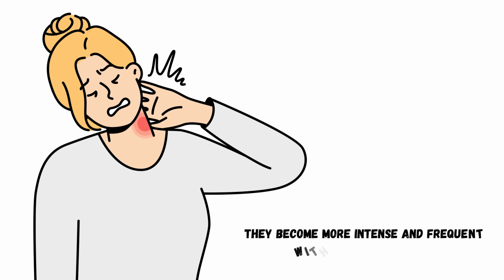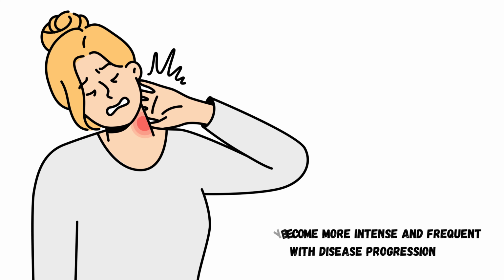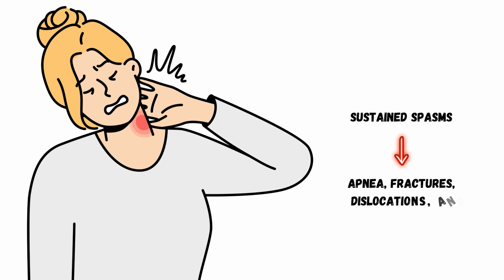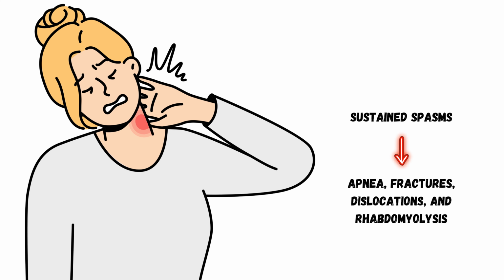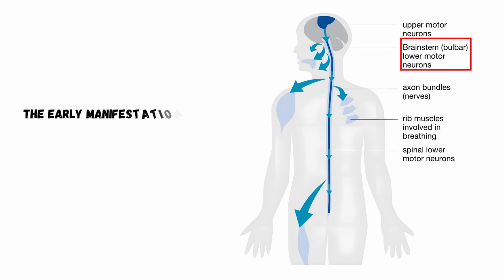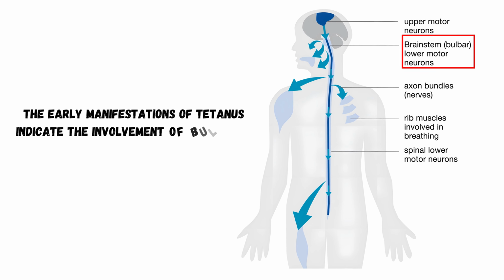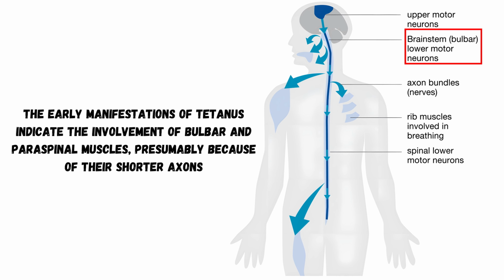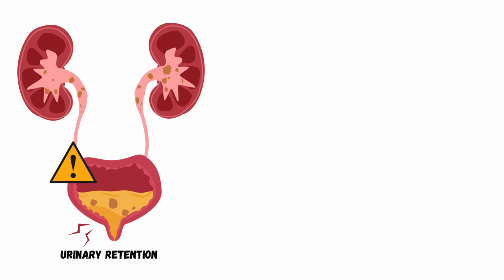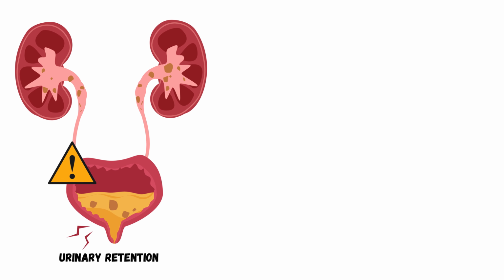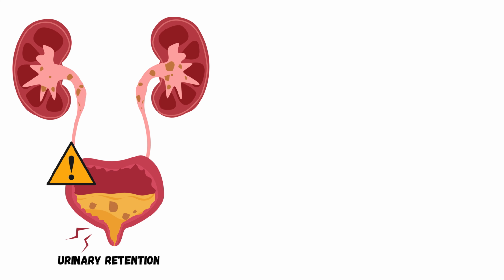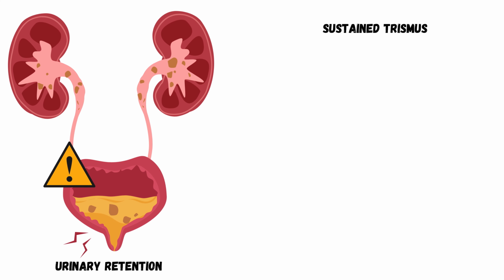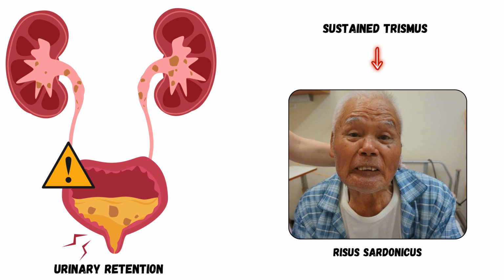They become more intense and frequent with disease progression, and sustained spasms can result in apnea, fractures, dislocations, and rhabdomyolysis. The early manifestations of tetanus indicate the involvement of bulbar and paraspinal muscles, presumably because of their shorter axons. Urinary retention is also another autonomic symptom seen in generalized tetanus. Sustained trismus gives a characteristic facial appearance called risus sardonicus.